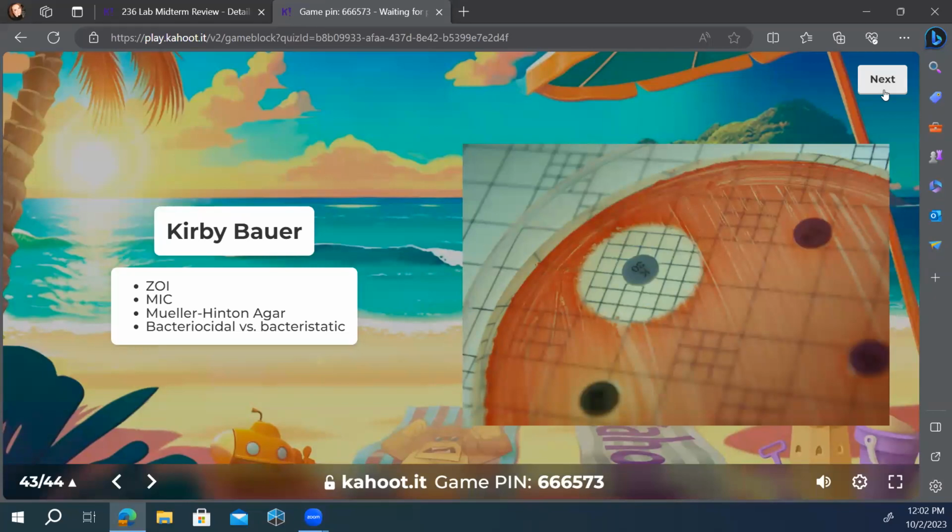All right, so know what a zone of inhibition is. The minimum inhibitory concentration, that's the MIC. We can calculate that from the zone of inhibition. The Mueller-Hinton agar, remember, has to be kind of all even. We want the pH level maintained as well, and the same thickness between plates. Then we have the terms bactericidal versus bacteriostatic.